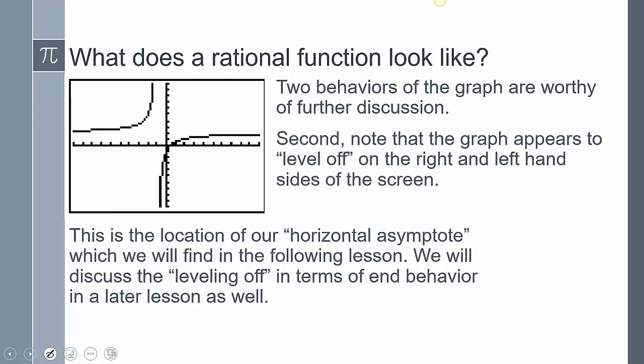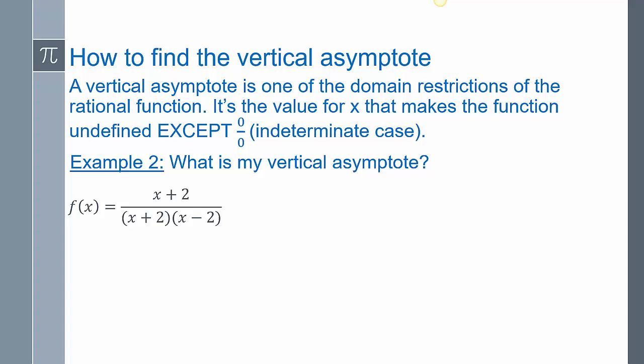And so that horizontal leveling off, we call that the horizontal asymptote. So we have both vertical and horizontal asymptotes, right? And we're going to talk about what that means. There are implications when it comes to the end behavior. Now, how do you find the vertical asymptote? So a vertical asymptote is one of the domain restrictions of a rational function. It's the value for x that makes the function undefined, except 0 over 0.